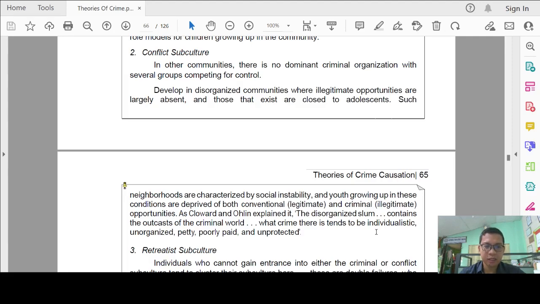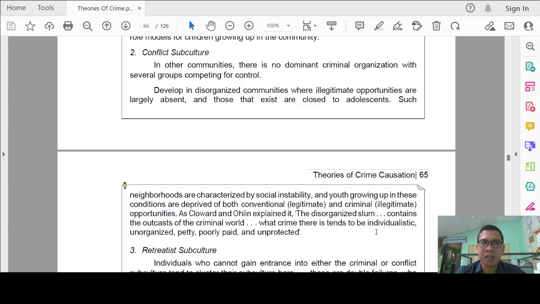Now, this contains outcasts of the criminal world. What crime there is tends to be individualistic, unorganized, petty, poorly paid, and unprotected. So when we say petty crimes, theft of small amounts, stealing small amounts. Aside from that, in poor conditions, many people steal. I will give you a good example of this.